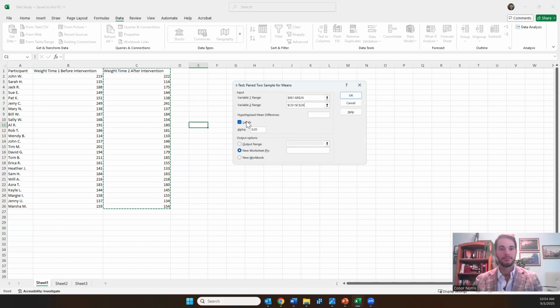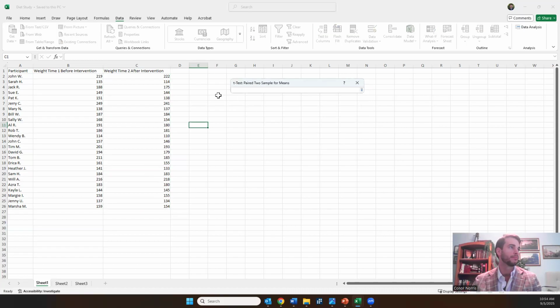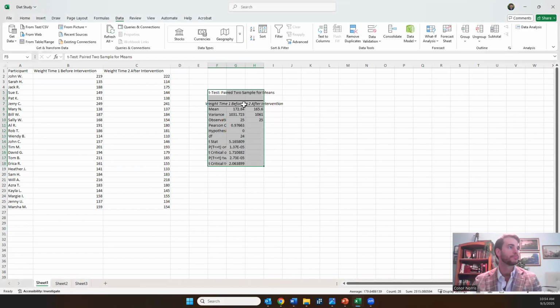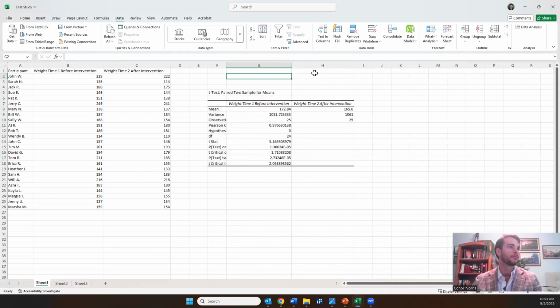The hypothesized mean difference here would be 0, and we can leave that blank because that's the default. I'll select to output the results in the same worksheet for ease, just so we can keep everything easy to see in the same place, but you can choose any of these options. It doesn't particularly matter for the outcome. Then here are our results. Let me expand that a little bit so you can read the columns.